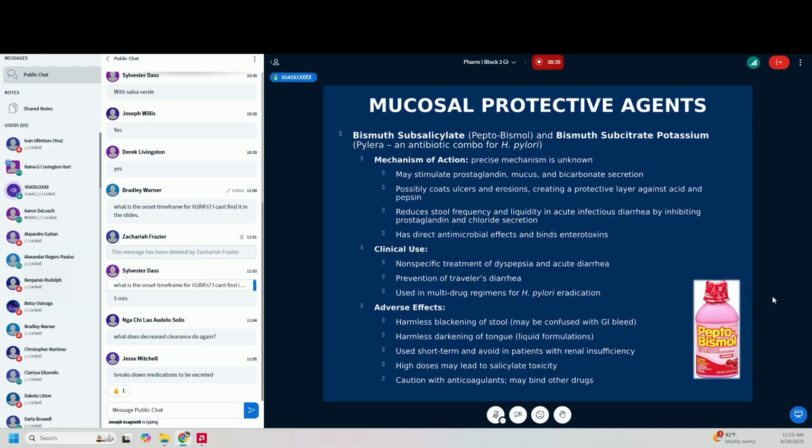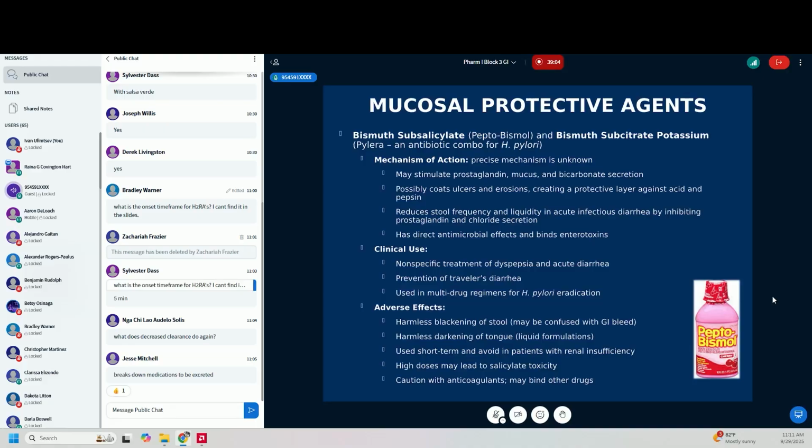We do see that you can potentially have the salicylate toxicity, so making sure that this is not something that somebody is taking every single day, and that they're avoiding it if they have any type of renal insufficiency, because again, we will have accumulation and be more likely to see that salicylate toxicity occur, especially if they're using other things that have salicylates in them, which we'll get more into next semester.